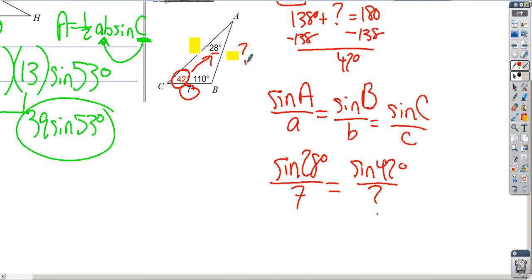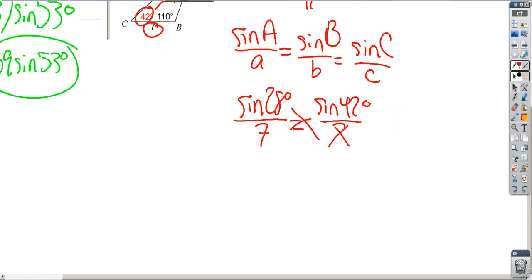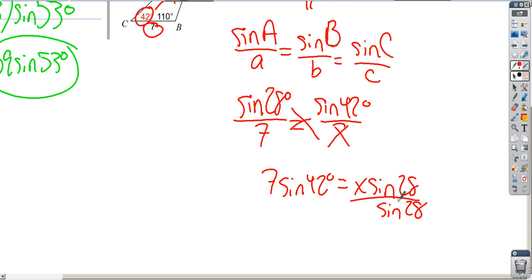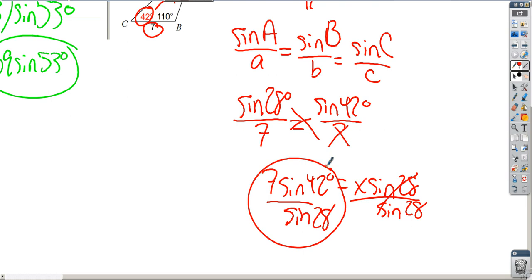So how do we solve this? Well, again, let's call that X because we don't know it. Instead of using a question mark, we'll say X. We can just cross multiply these. So we'll get 7 times the sine of 42 equals X times the sine of 28. Let's divide both sides by sine 28. And this right here, whatever this is, should be our X value.